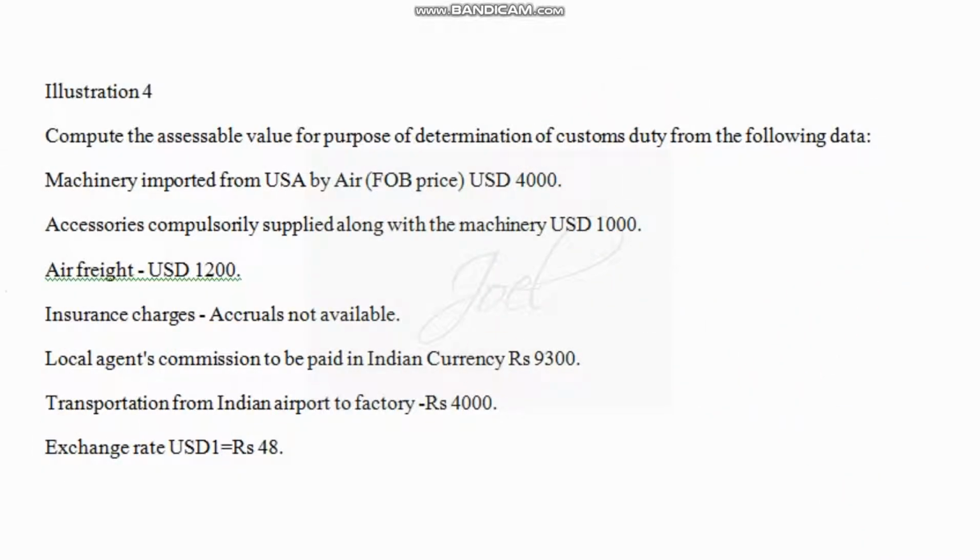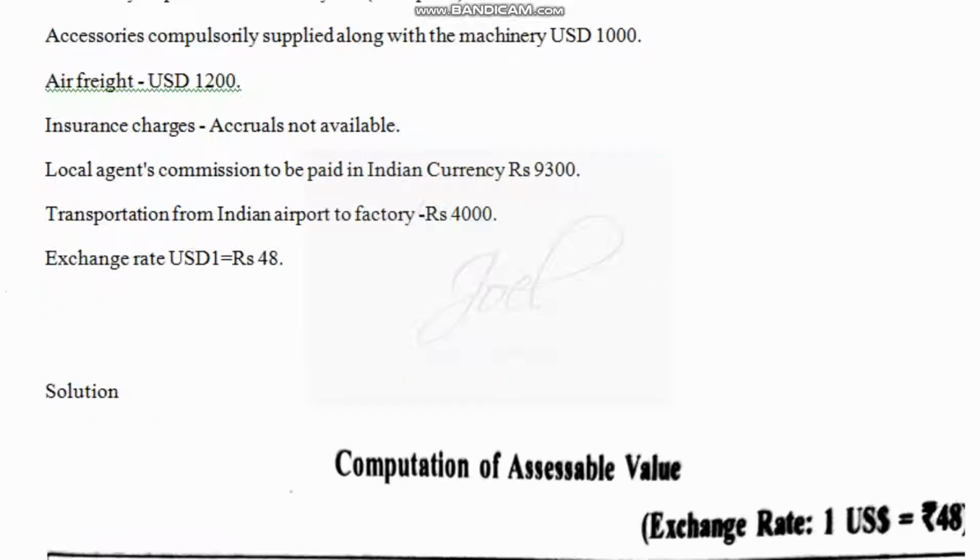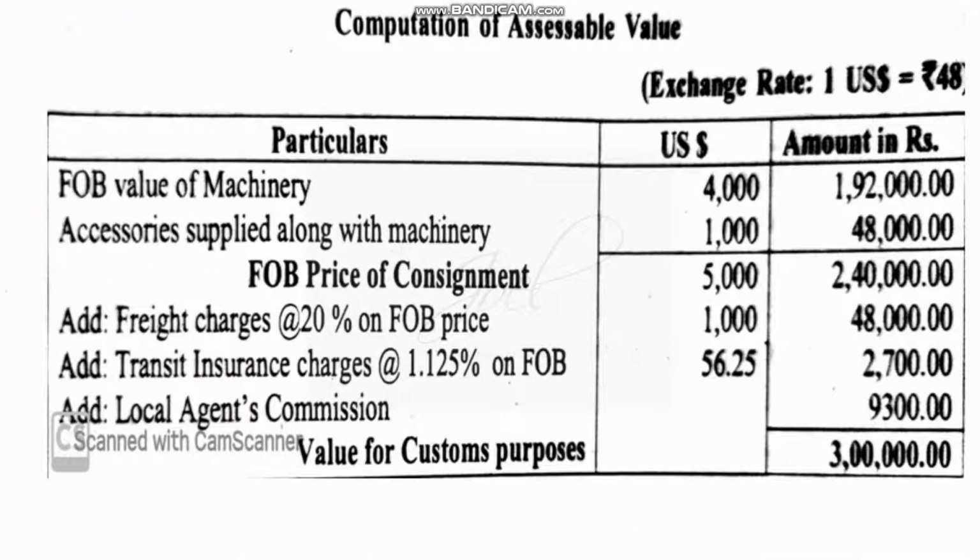Now the exchange rate which we have to consider. Only one rate is given. See, when in the problem only one rate is given, then that rate itself we are considering. When many rates are there, then the rate given by CBEC we are going to consider. Yeah, so we'll see the solution. Yeah, this is our solution. Exchange rate will be $1 is equal to 48 rupees.